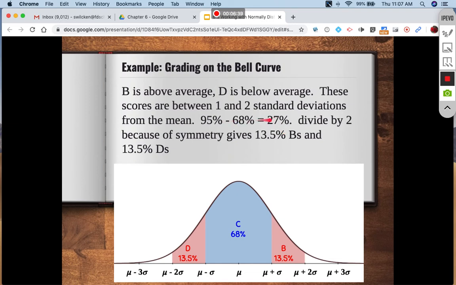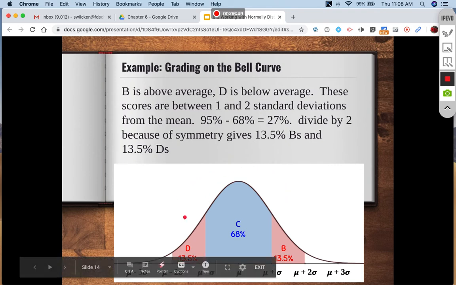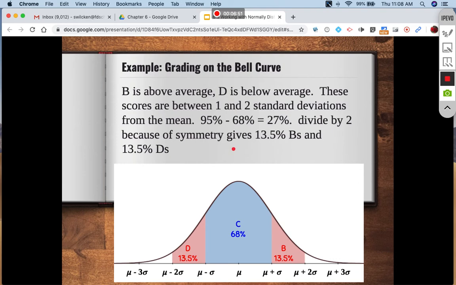27% are going to be between that 1 and 2 standard deviations. We put half on each side. That's half. So 13.5% are B's, 13.5% are D's. So if you're between 1 and 2 standard deviations above the mean, you are above average. If you're between 1 and 2 below the mean, you're below average.